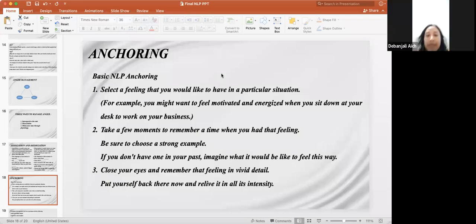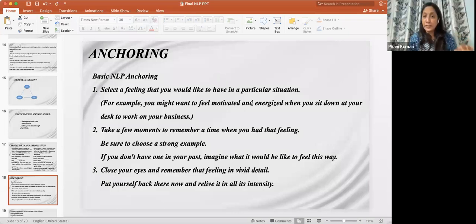Select a feeling that you would like to have in a particular situation. Take a few moments, close your eyes. Just take a few moments and remember exactly what that strong feeling is that you have at this moment. Everybody try. Remember all the situations. See those images.